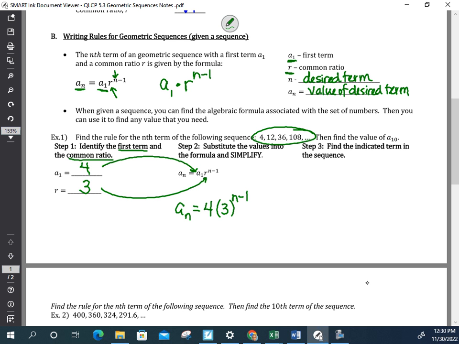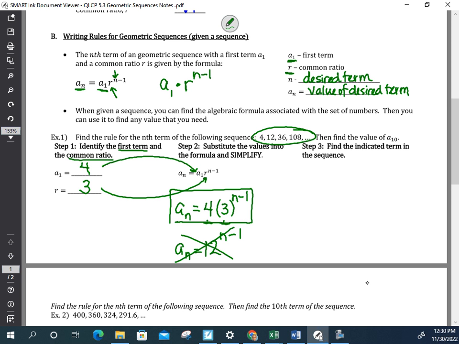Now, with step 2, with a geometric sequence, that's it. There's nothing else to do to write this equation. It is solved the way it is. Please, please, please do not take the a1 and the r values and multiply them together. That is the most common mistake. The most common mistake people make is taking the 4 and the 3, multiplying them together, and making it 12. Absolutely not.